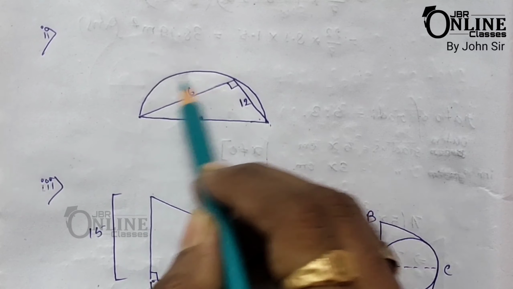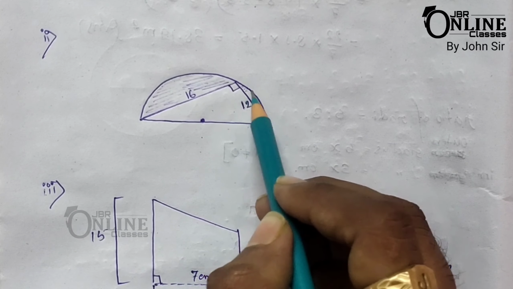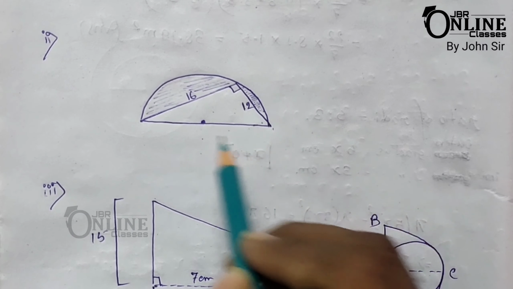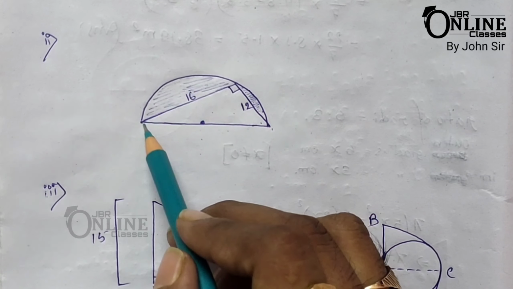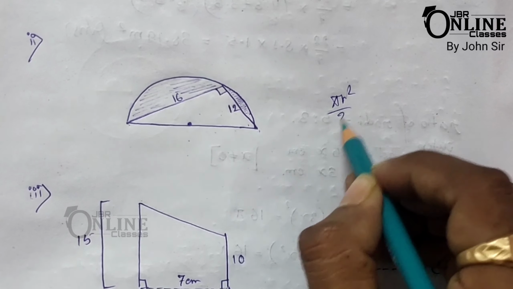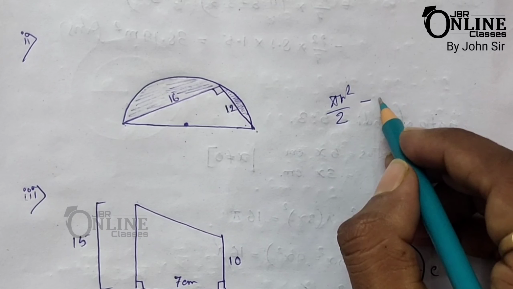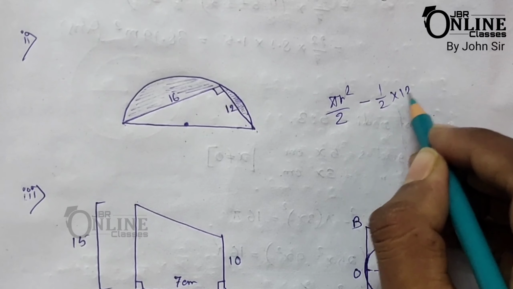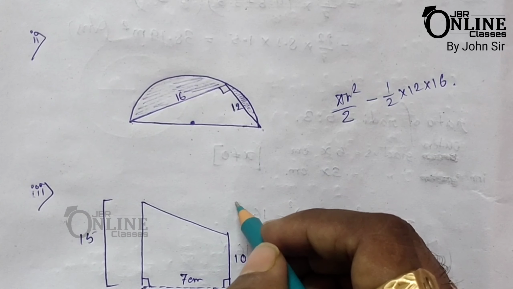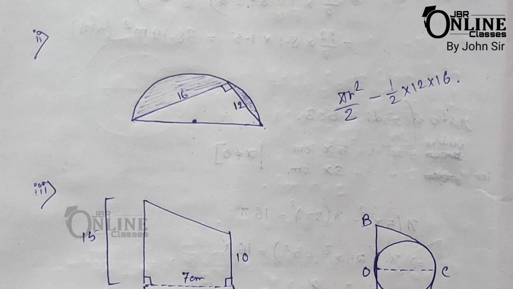Then you have to find out the area of this portion, this one and this one. So first you have to find out the total area of the semicircle by applying the formula pi r square by 2, and then subtract the area of the right angle triangle, so that equal to half into base into height.